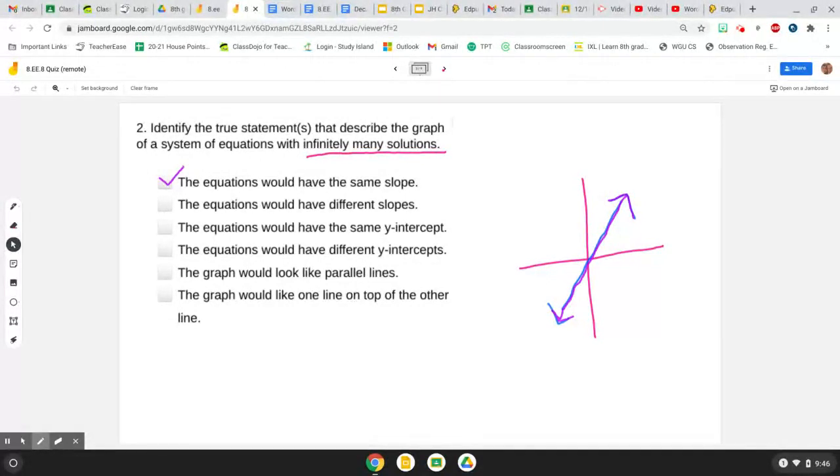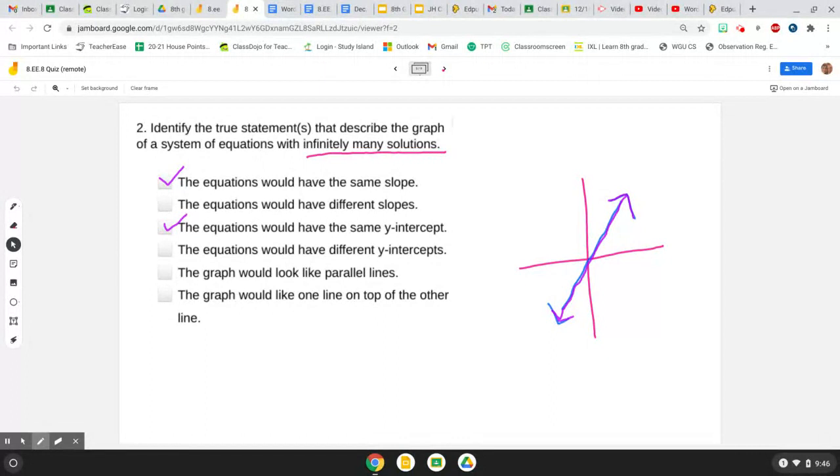The equations would have different slopes. Well, that doesn't make sense, so leave that one blank. The next one says the equations would have the same y-intercept. Well, are they hitting the y-axis at the same point? Yeah, because they're the exact same line. That's what makes sense. That one should be checked. The equations would have different y-intercepts. Well, we just said that they had the same, so no, that doesn't work.